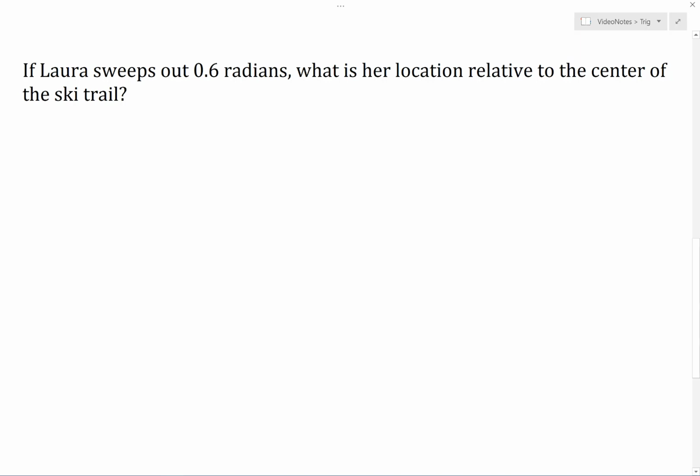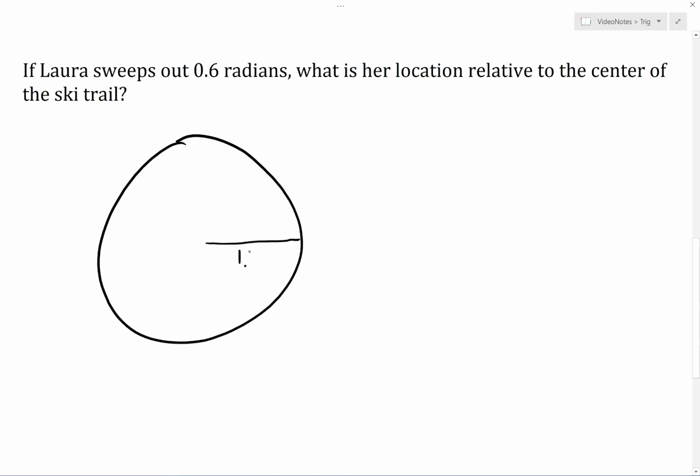So again, if we draw this out, we've got our ski trail with a radius of 1.4 kilometers, and we've got the center of the ski trail here. And usually when we do this, we imagine a vertical diameter and a horizontal diameter going through the center of that circle. So Laura sweeps out 0.6 radians. We could draw something like this. So she starts at the 3 o'clock, she sweeps out 0.6 radians. It might look something like that. And then she ends at this final point right here.